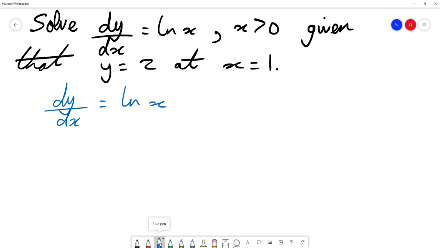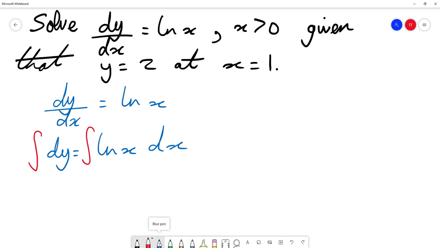In a differential equation, we want to separate all the y variables and all the x variables, so all the y variables on one side and all the x variables on the other side. So I'm going to put dx with ln x, so dy is on its own. Then we get ln x dx. And then once we've got all the y variables on one side and all the x variables on the other side, we integrate both sides with respect to whatever we have.